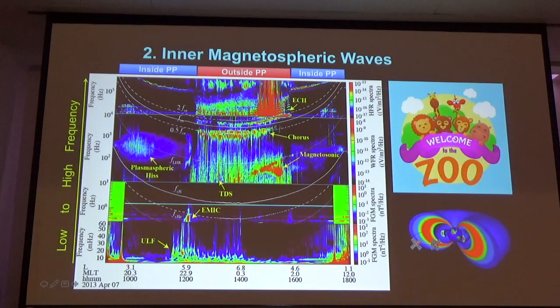But outside the plasmapause, we can see the intensification of the strong chorus waves below the electron gyro frequency and the ECH wave above the electron cyclotron frequency. And we can also see the magnetosonic waves generated below the lower hybrid resonance frequency, as well as those kind of electrostatic spikes called the time domain structures.